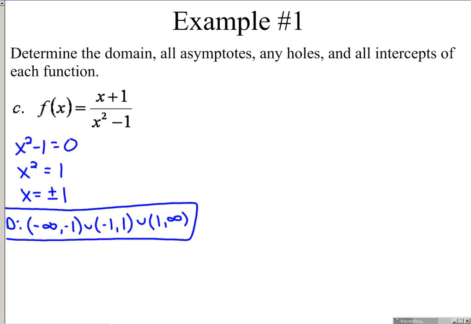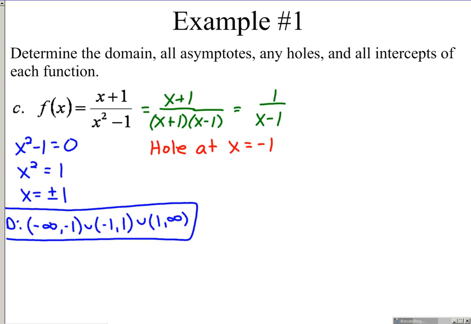Asymptotes. Before we identify asymptotes, factor. x plus 1 over x plus 1 times x minus 1, when we factor that difference of two squares. And now we can see our x plus 1 factors are going to cancel out, and we're just left with this. Since we had a factor that cancels, that tells us we are going to have a hole for this graph. The hole will occur at the value that makes the canceled factor 0. So in this case, we're going to have a hole at x equals -1.